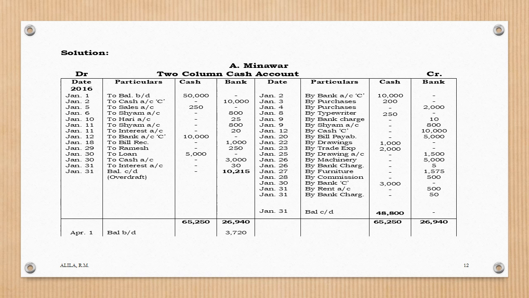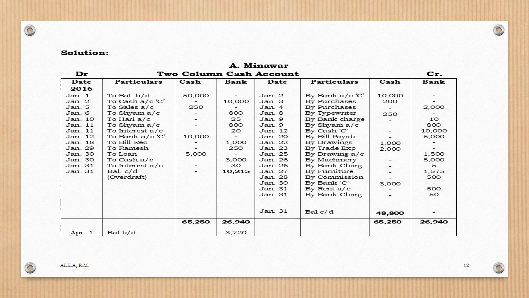On January 10, a cash contra entry, that is the 10,000, is withdrawn from the bank and brought in cash. So 10,000 withdrawn from the bank, and the same deposited in the cash.